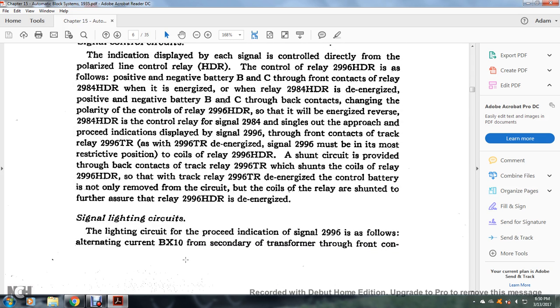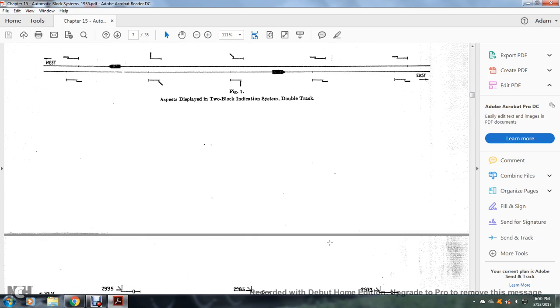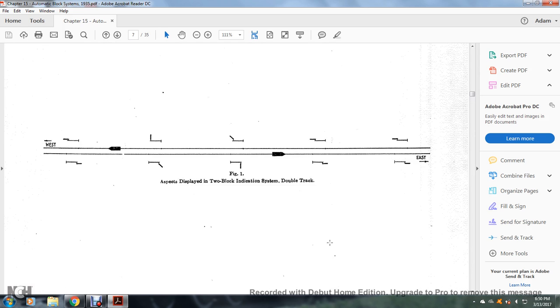Signal lighting circuit. The lighting circuit for the preceding indication of signal 2996 is fed with alternating current from BX10 through the secondary of the transformer. This shows Figure 1, the aspects displayed in the 2-block indication system on double track.